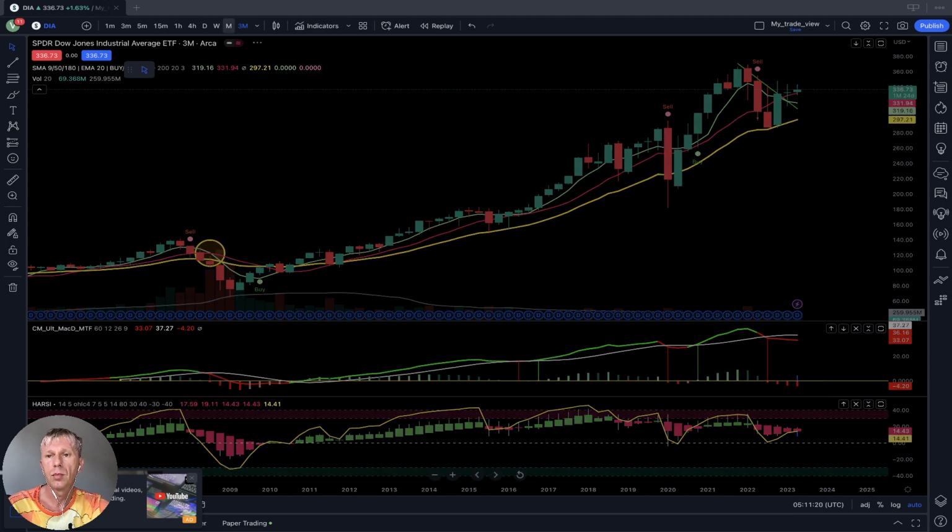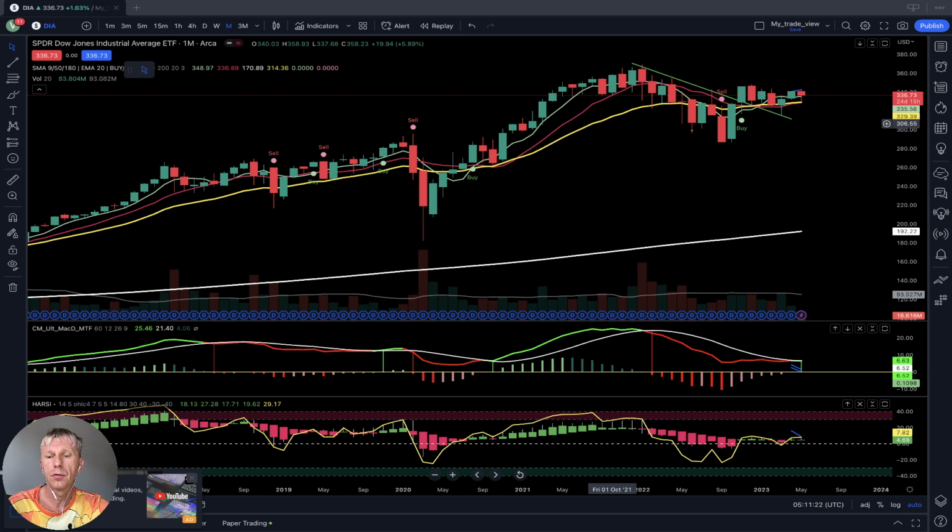Okay, let's move to monthly. Monthly, a different story. Monthly, it's bullish. Buy signal from the script. MA5 did a bullish crossover over 10 and 20. All bars above 20. It is bullish. This is the major trend line. It's bullish, above the major trend line monthly. MACD.